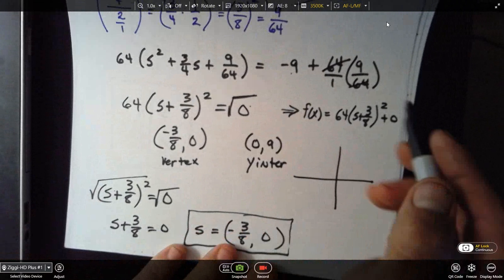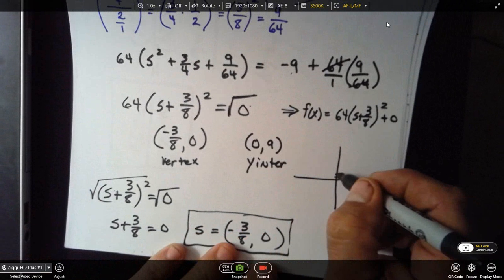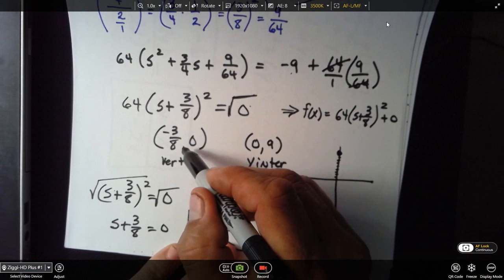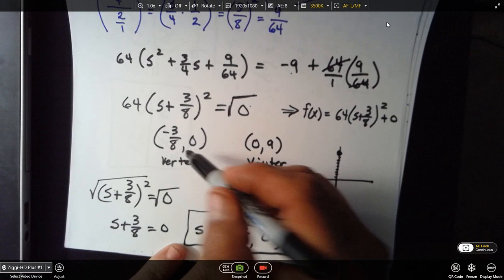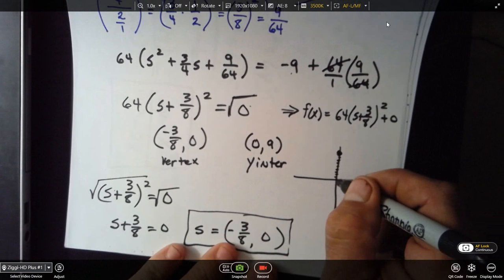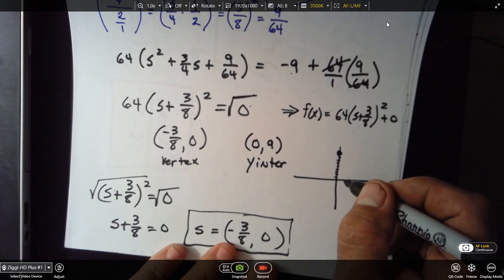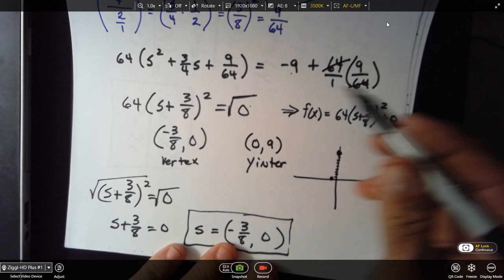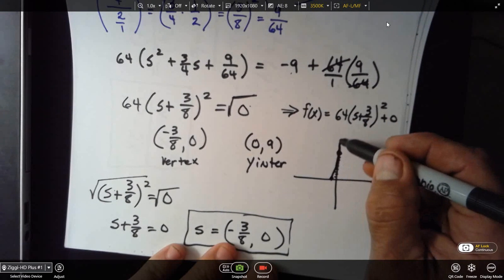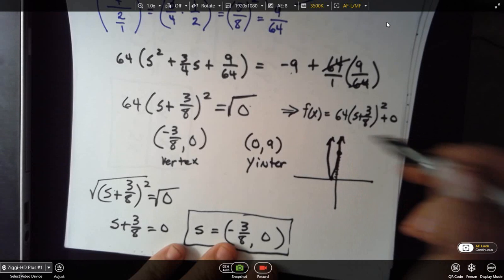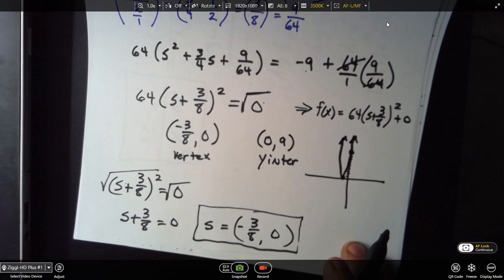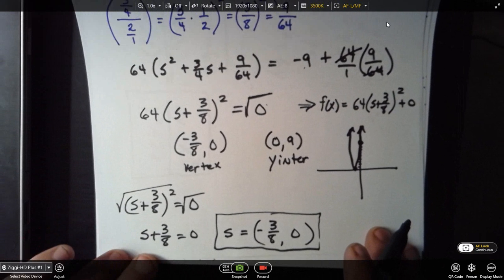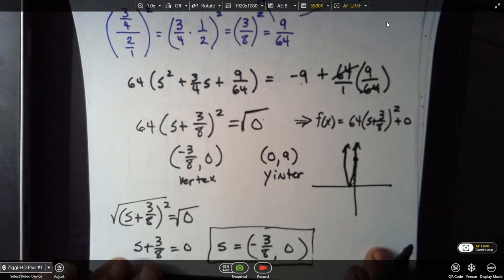You know that the y-intercept is 0, 9. And negative 3/8, 0 is your vertex. So that'd be right in here. Negative 3/8 would be right in here. Very skinny because of the 64. There's your parabola.